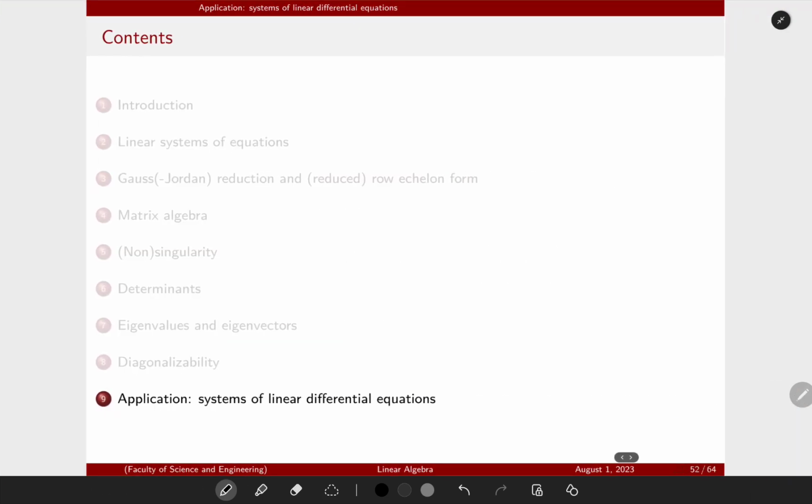Okay, that concludes the section on diagonalizability. In the next section, we will cover an application that uses everything that we've discussed so far.